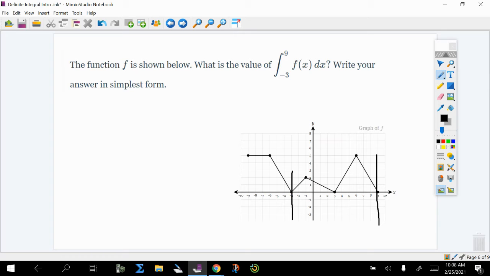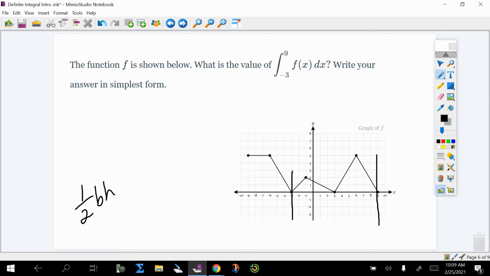Now, the one thing you'll notice is none of the area between those boundaries is below the x-axis, so everything's going to be positive. The other thing you should notice is it has 2 regions and they're both triangles. So you are going to actually do some geometry here. There's not a lot of geometry in calculus, but this is kind of where it is.